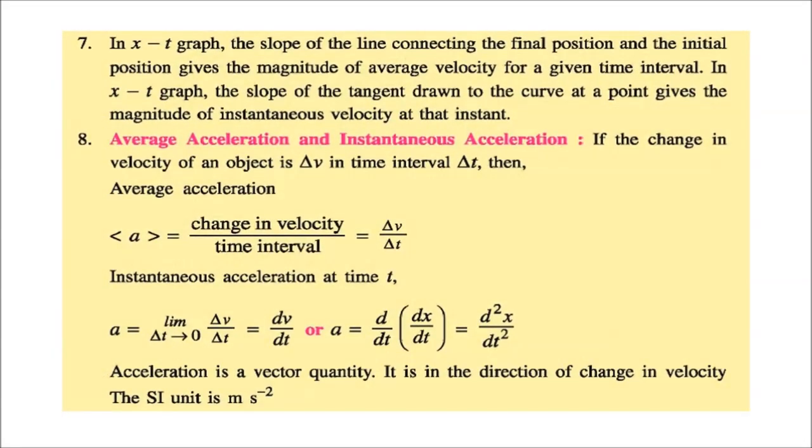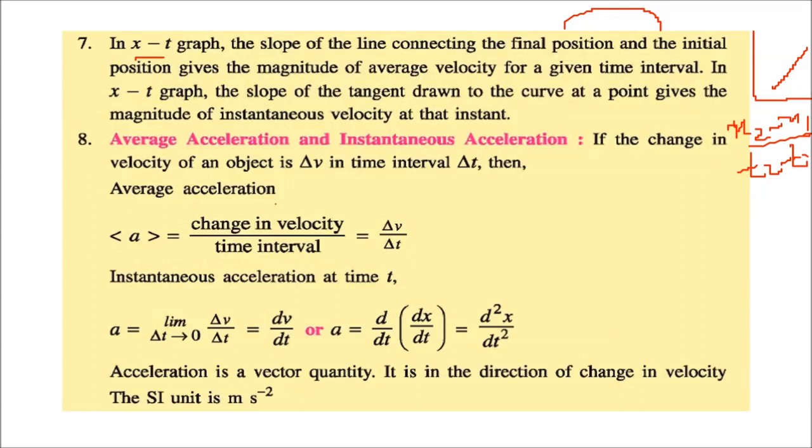We have various graphs: xt graph, vt graph, at graph. So in the xt graph, the slope of a line which is connecting the final position and initial position is x2 minus x1 by the magnitude of time interval, so t2 minus t1. So this is the slope, and this gives you the velocity at that instance.